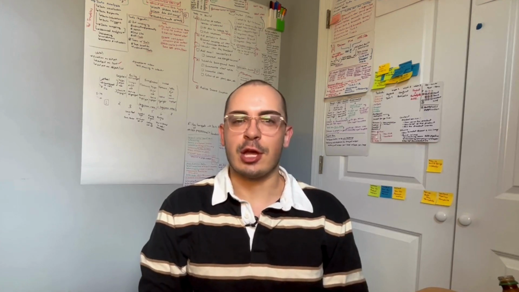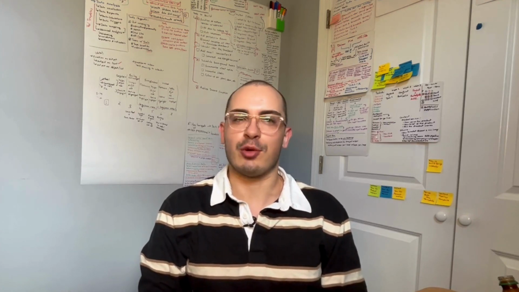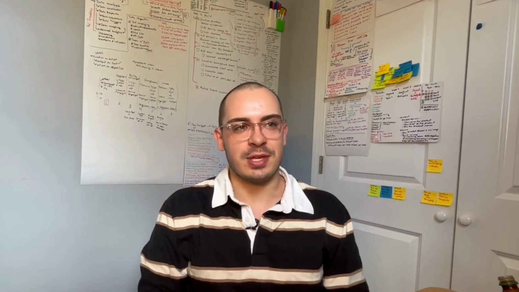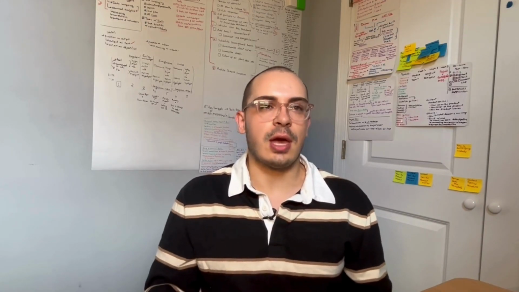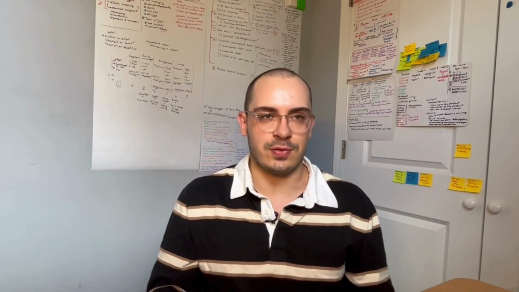AI systems like ChatGPT are very powerful, but they're not perfect. When AI makes mistakes, the consequences can be serious. That's where fail to human comes in. Fail to human ensures AI doesn't just fail, it fails gracefully.